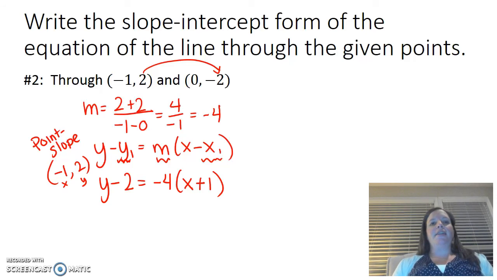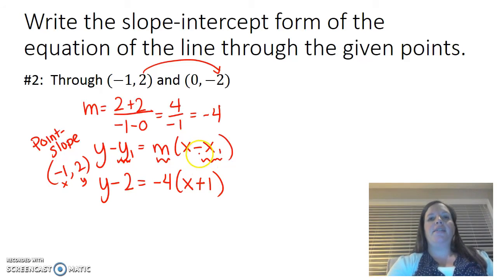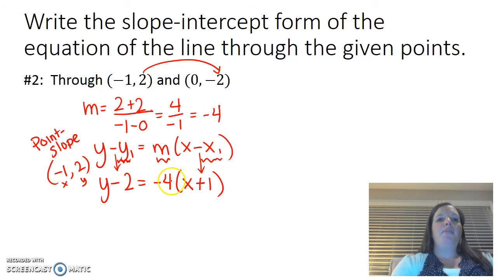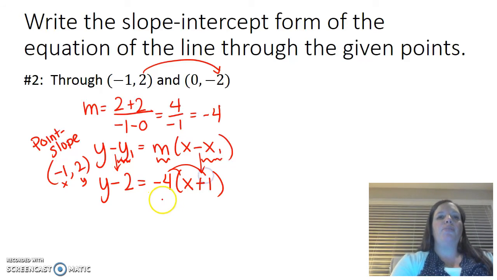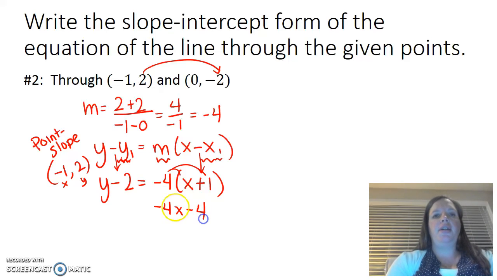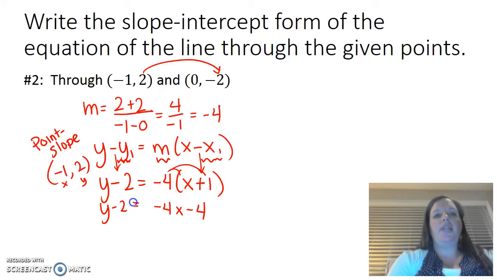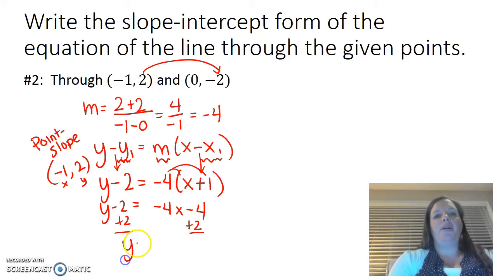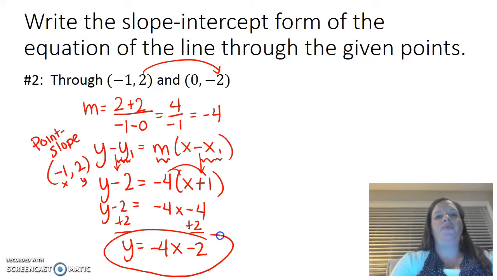Now, the idea here is, remember, because of the minus, it looks like the opposite signs of what the number actually is in the coordinates. But to turn this into slope-intercept form, distribute negative 4x minus 4y minus 2 equals that. Add 2 to get y alone. And I have my equation, y equals negative 4x minus 2.